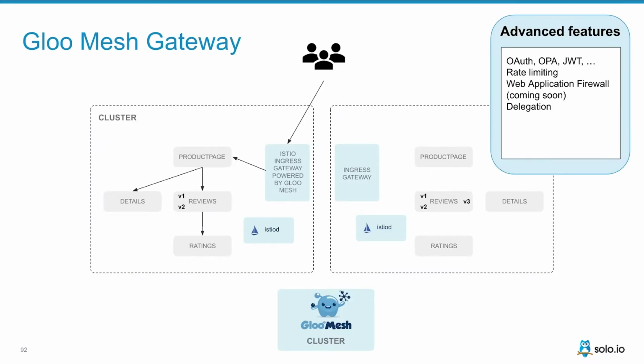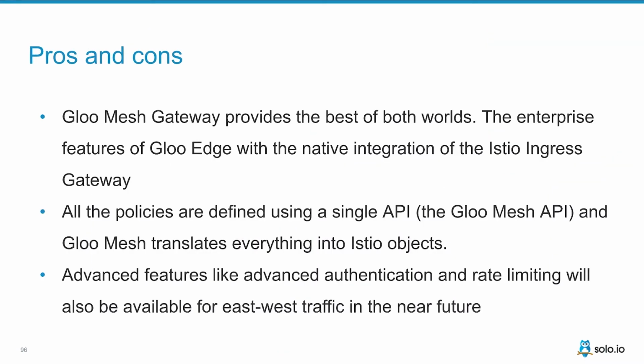So what we have done now is that we have this Istio Ingress Gateway powered by Gloo Mesh. We call it Gloo Mesh Gateway, but basically it's the best of both worlds, where we are adding the Gloo Edge capability directly into the Istio Ingress Gateway, and we are configuring all the policies using the Gloo Mesh API. So with one API, you can now configure the north-south and east-west traffic and the security features and so on, right? So you get the native integration of the Istio Ingress Gateway, the ability to use service entries and so on, and the benefit of the advanced features that you find generally in an enterprise API gateway. So the best of both worlds.